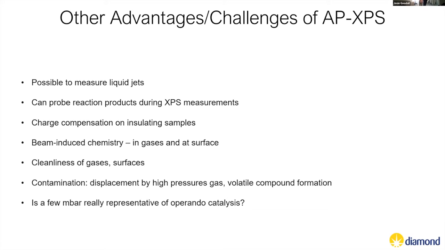And this is one of the biggest challenges with ambient pressure XPS in general, whether you're in the lab or at a synchrotron. You get beam-induced chemistry, and you have to be really, really careful of what you're seeing. You see some effects: is it due to the beam, is it due to catalysis, is it due to something else?